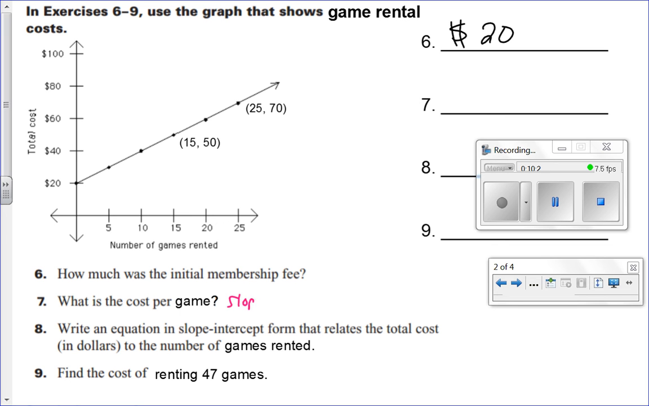So we are going to have to calculate our slope from our given coordinates. Y minus y over x minus x. So I got, I think, 20 on top, 10 on bottom. So those of you who are saying $2, I think you're right. It's $2 per game.